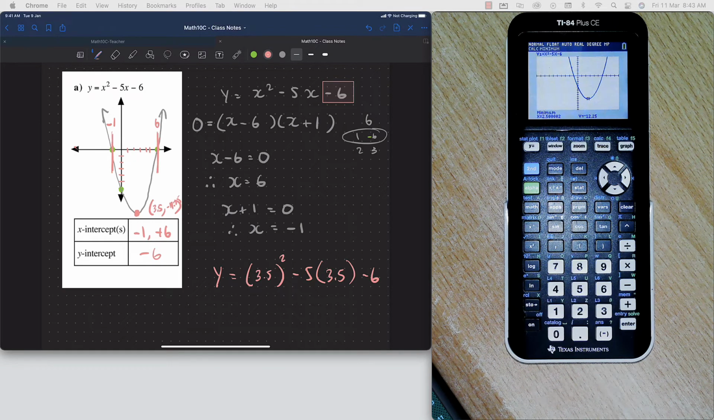Okay, what did I do wrong again? Okay, I see what I've done wrong.